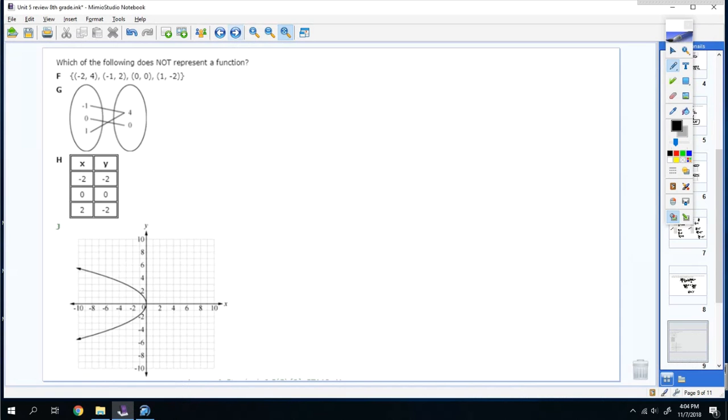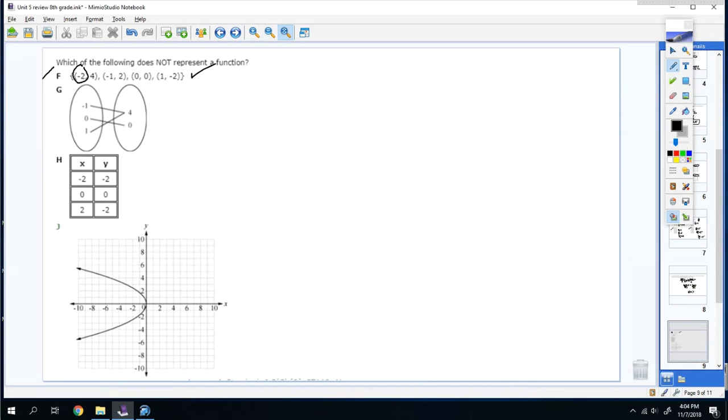Number 9, which of these does not represent a function? So remember, a function is when the input, x, only has different numbers. They cannot repeat. The y, the output, could repeat numbers, okay? So we're trying to figure out which one is not a function. So F, I like to look at my x's first. That's -2, -1, 0, 1. Good. None of those repeat, so we're good on that. So that is a function.